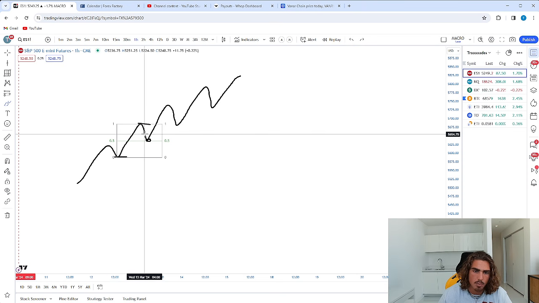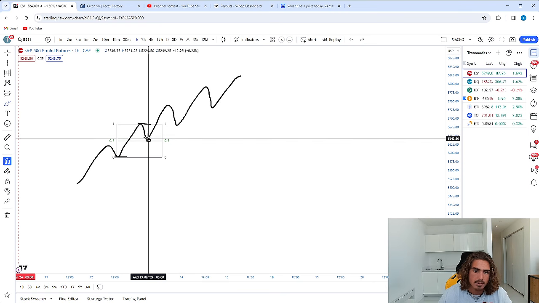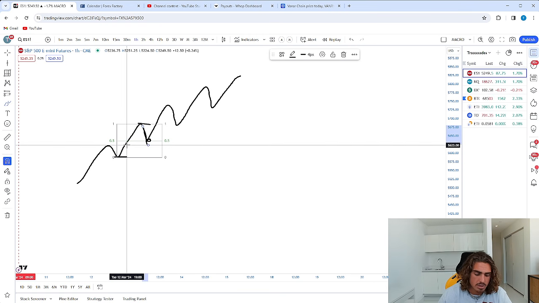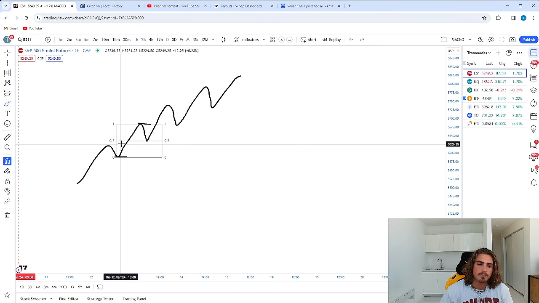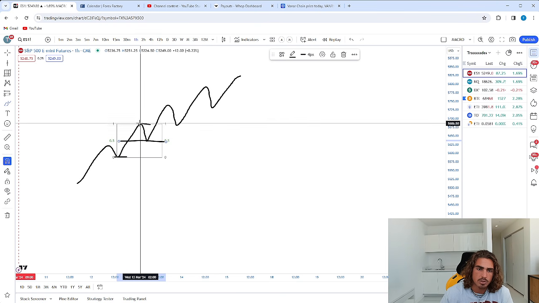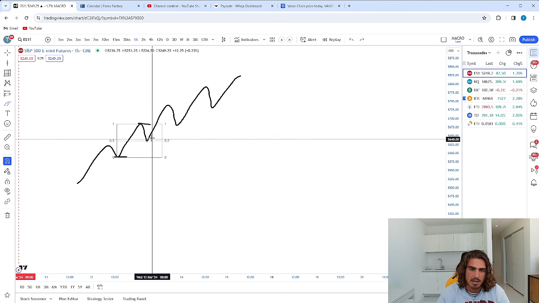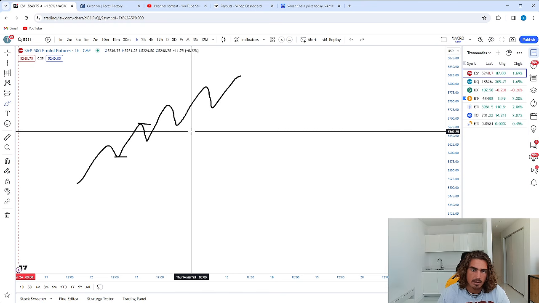Everything up here is a premium. Why? Because it's higher prices, and we're in an uptrend, and we're looking to buy. So as price goes lower, it's cheaper for us to buy. Everything underneath the halfway point from the swing low to the swing high is going to be a discount. We see price come into the discount, we see buying power come out, price continues higher.